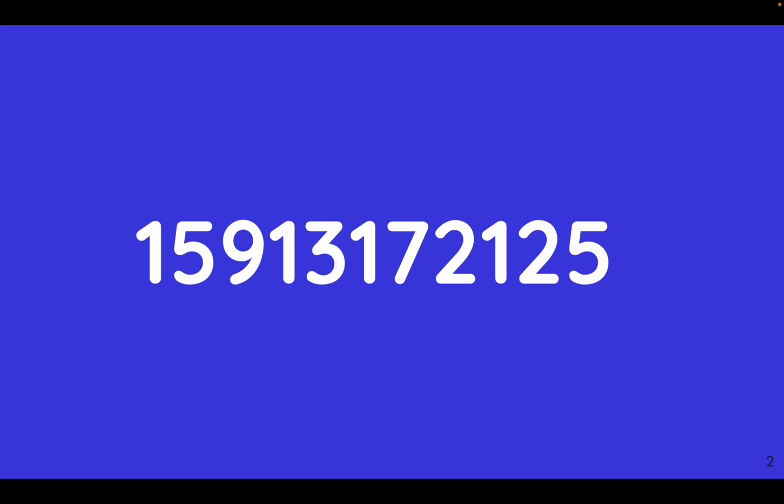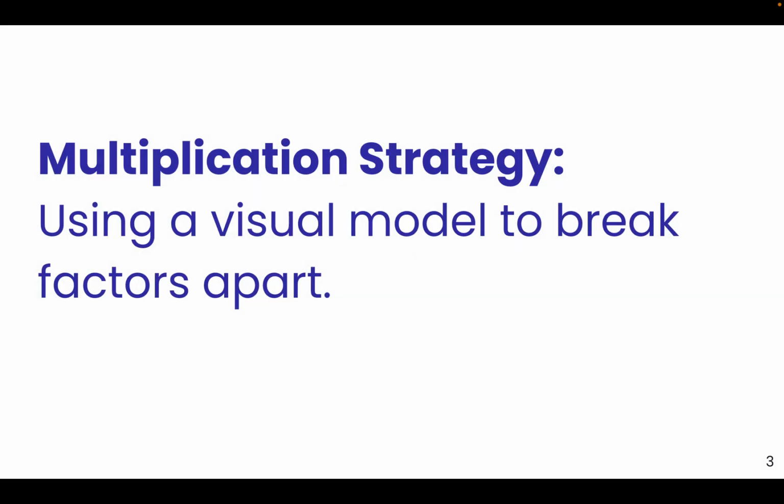Memorizing multiplication facts is complicated. We are going to give our students a skill to use what they know, in this case multiplying by 1 through 5, to figure out what they don't know. We will do this by breaking one of the factors apart.